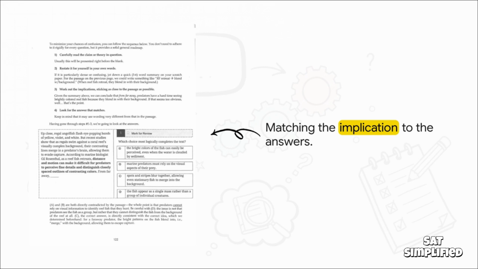Option A brings up sediment, which, wait a minute, is nowhere in the text. Option B claims predators must rely on visual aspects, which actually completely contradicts the passage. But then look at option C. Spots and stripes blur together, allowing even stationary fish to merge into the background. Bingo. This directly, almost perfectly matches our simple, derived conclusion. By staying tethered to the text, it led us absolutely flawlessly to the right answer.